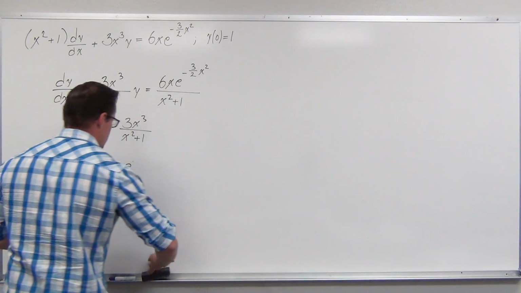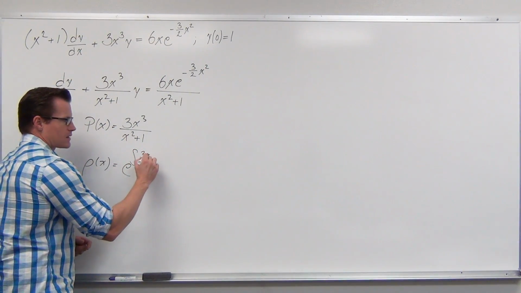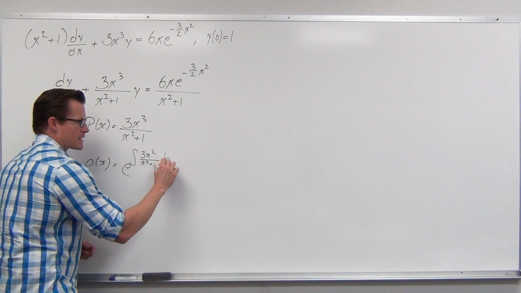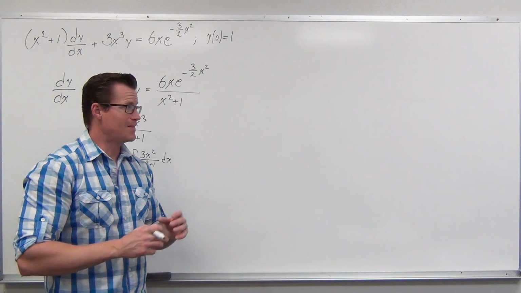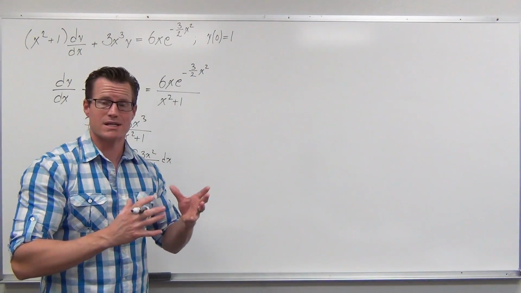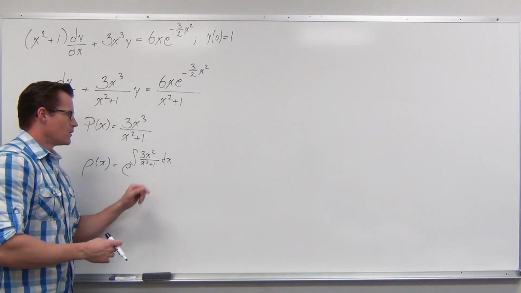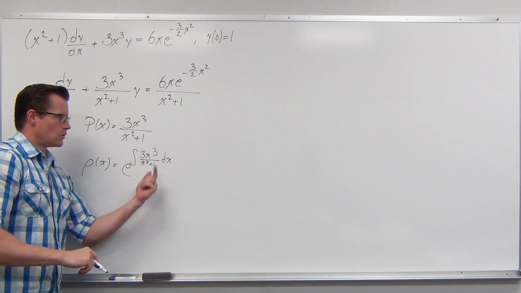So this would be the integral of 3x squared over x squared plus 1 dx. And this is where we're going to spend most of our time right now, just integrating that. And then this thing's going to explode and look crazy, which is why I think it deserves its own video. So let's take a look at how to solve this integral.